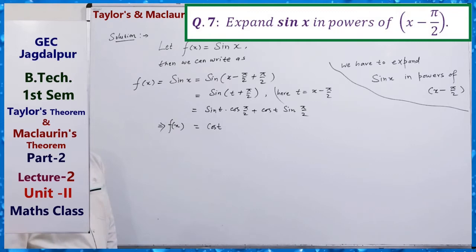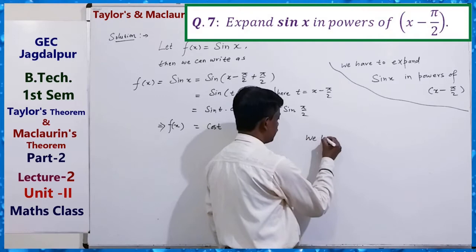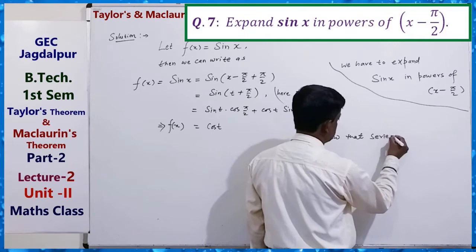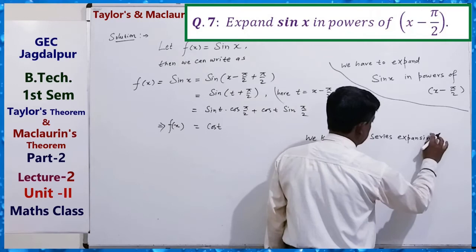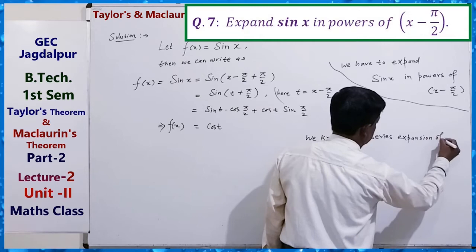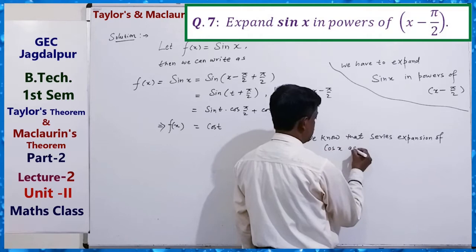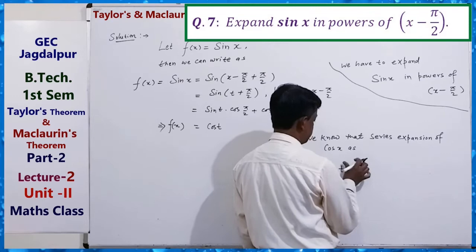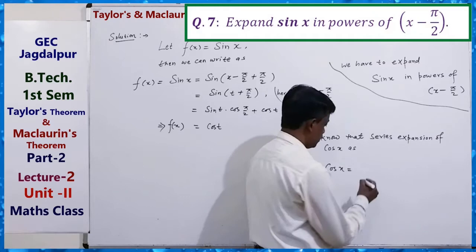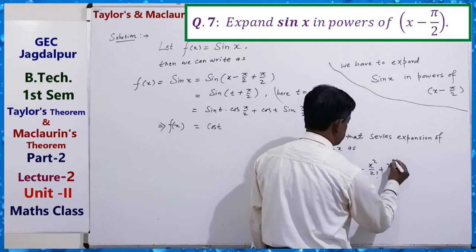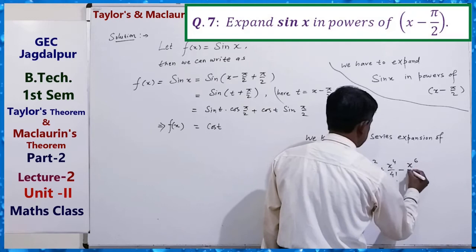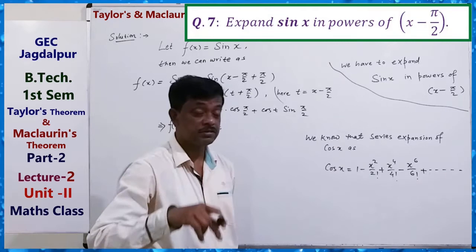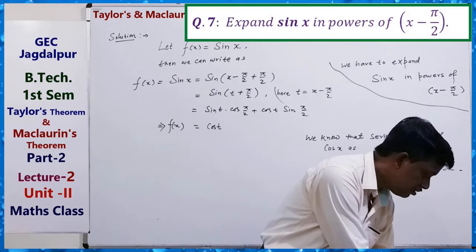Now, we know the series expansion of cos t: cos t equals 1 minus t square by 2 factorial plus t power 4 by 4 factorial minus t power 6 by 6 factorial. This is a well-known series expansion of elementary functions.